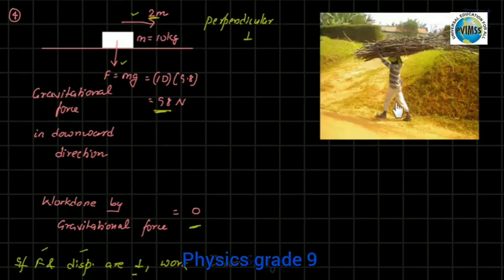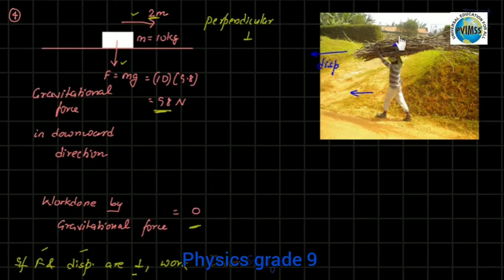Now let's give you an example. Here's a man. You can see he is holding some stuff on his head, some stems of trees, and he is moving in the forward direction. The stuff on his head is also moving in the forward direction, because the person is moving forward. So what will be the work done? This is the displacement, and the man is holding the stuff on his head, so he is applying some force on the stuff.